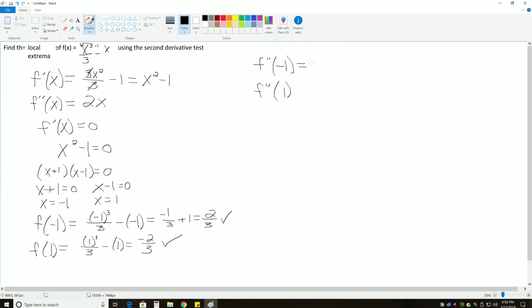When you plug negative 1 into 2x, you get 2 times negative 1, which is -2. And all we care about is the fact that this is less than 0. Because this is less than 0, we know that this is concave down. Whenever your second derivative is negative, you have a concave down on that critical number, which means we're dealing with a local max.